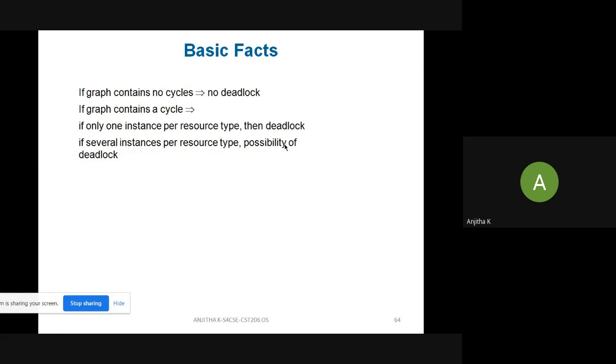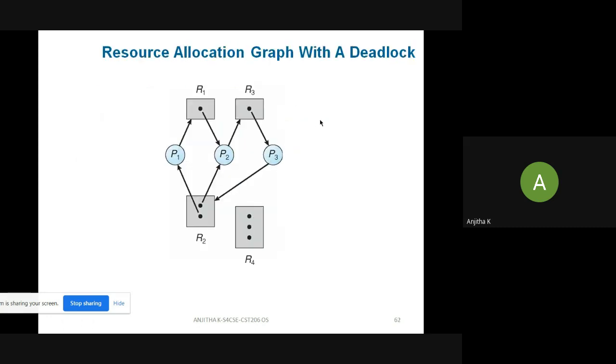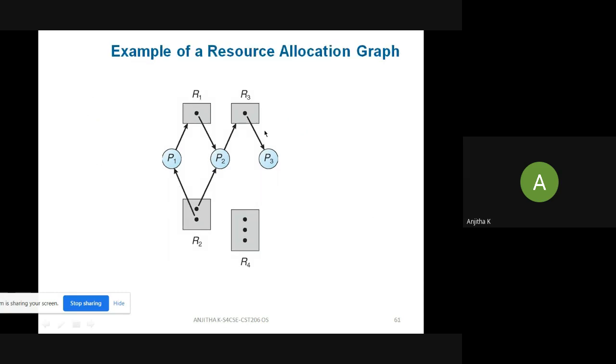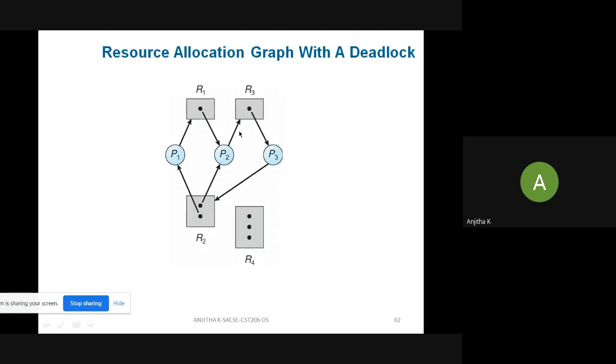Okay, if that resource has multiple instances, then there will be a possibility of deadlock only. So these are the conditions of the resource allocation graph. Okay, so here see, we have three processes. Here the graph contains no cycle, that means no deadlock, and here there are two cycles. See, P1 P2, this big cycle, and starting from P2 this small cycle, two cycles are there. So here there is a deadlock.